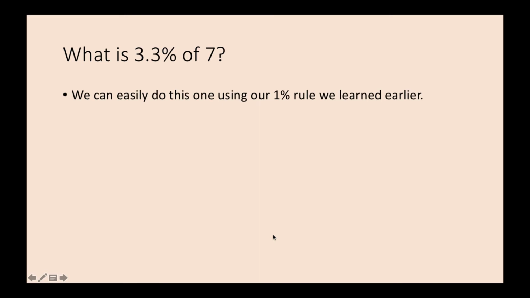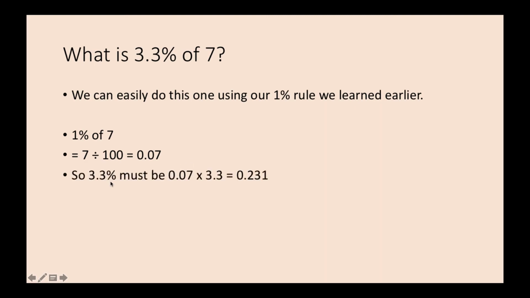3.3% of 7. And this is where we get tricky now. We can easily do this using our 1% rule that we learned earlier. So we're going to find 1% of the number. 1% of 7 is 7 divided by 100. That's how we find it, giving us 0.07. And then to find 3.3%, because I don't want 1%, I need to times it by 3.3. So 0.07 times 3.3, and I will let you do that one on your calculator, is 0.231.